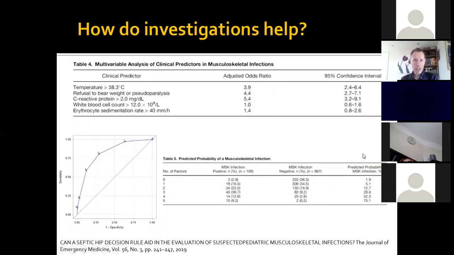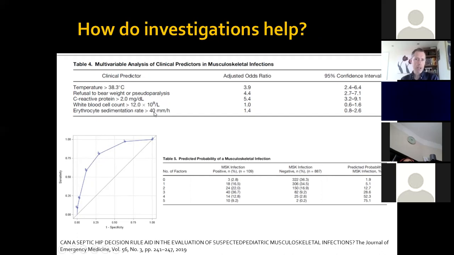And so investigations are often used, and there are many decision rules that have been proposed based on the results of investigations and a combination with clinical features. And I've just put one here. I don't really want you to pay too much attention to any of the values on this slide, but I would like you to just look at the sort of things that are in it, which are typical. So temperature, refusal to weight bear, C-reactive protein level. This is an American study where they report it in milligrams per deciliter, so multiply by 10 to get to the units that we frequently use.